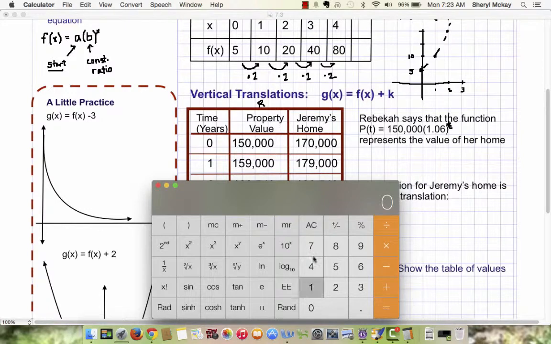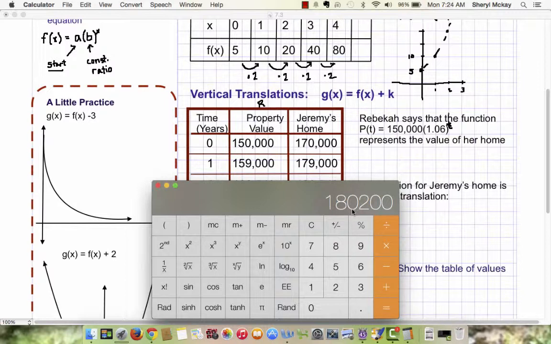So when you take 170,000, and I hope you used a calculator, I'm going to multiply it by 1.06 so that I don't have to add it to the 170,000. I'm just going to figure out what 170,000 plus the 6% is. I get 180,200. Well, that means that from year zero to year one, Jeremy's home did not go up by 6%, because 6% would have been 180,200.